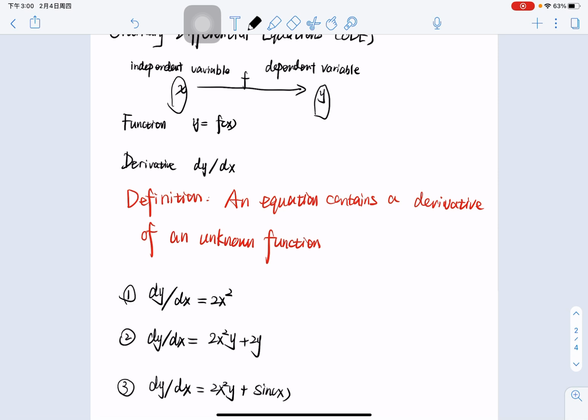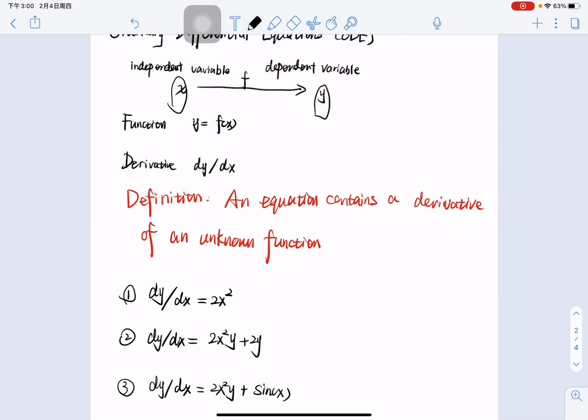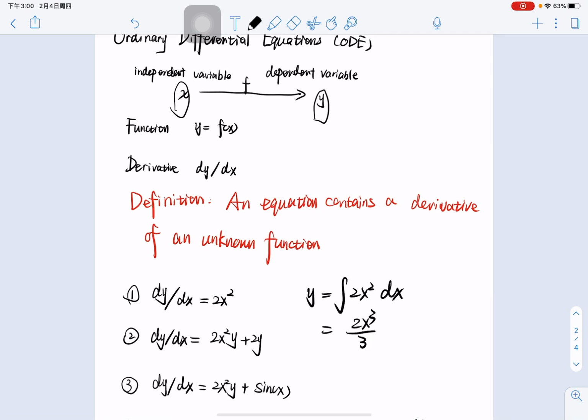The first example is the most simple one. We can simply apply integration on both sides, which means y equals the integral of 2x squared dx. So we can solve it as 2x cubed over 3 plus c. So here's how we solve this first kind of question.